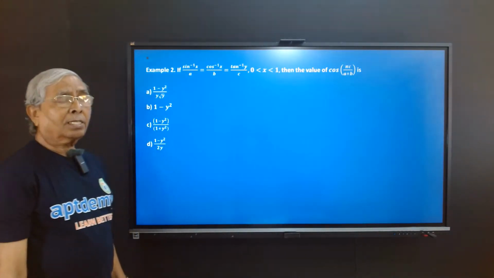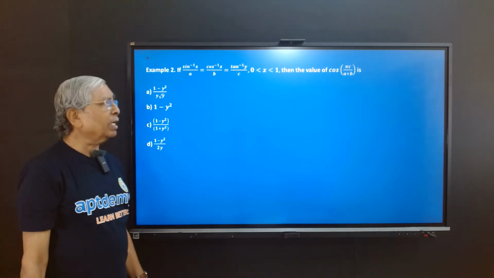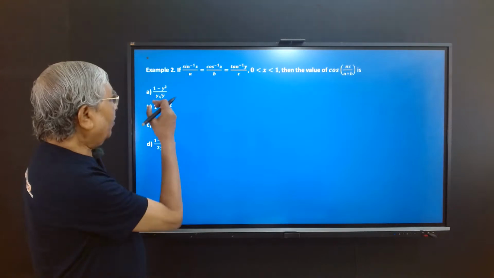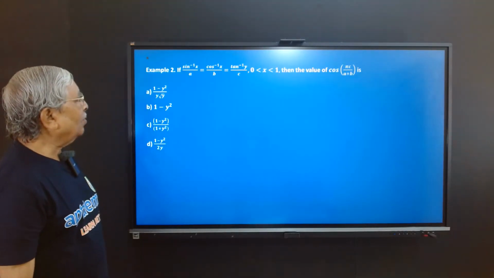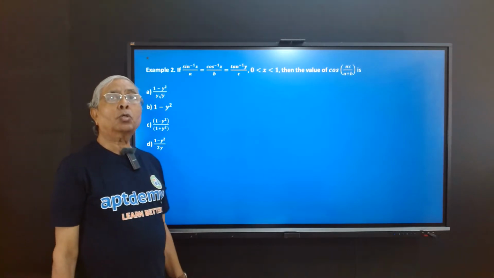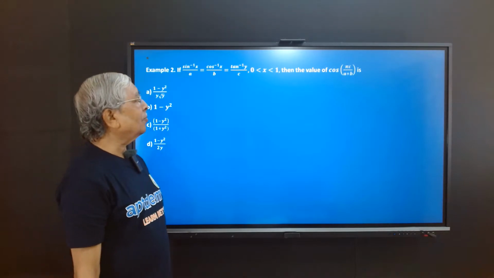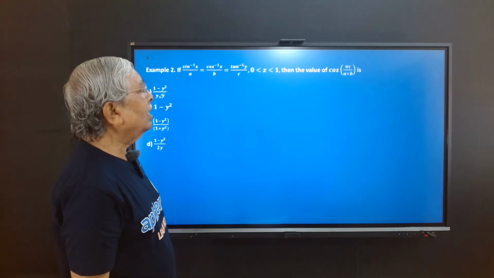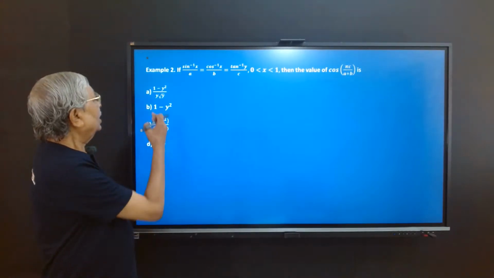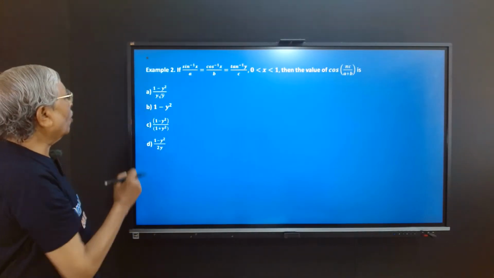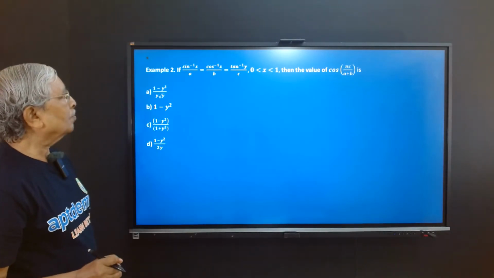Next, I will discuss the second problem of inverse trigonometric functions. I have taken here a very interesting problem. You are given sin inverse x by A is equal to cos inverse x by B is equal to tan inverse y by C, where 0 is less than x less than 1. Then find the value of cos of pi C by A plus B. You are given 4 options in terms of y. Now, what is the correct option?